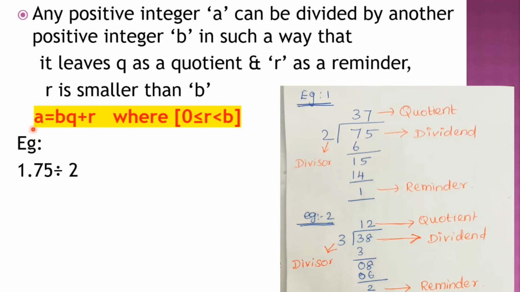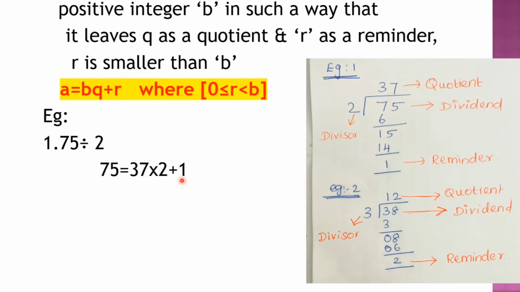We can write this equation: a is equal to bq plus r, where 0 is less than or equal to r, and r is less than b. How can we apply this equation to this example? 75 is the dividend, 2 is the divisor, 37 is the quotient, and 1 is the remainder. Next example, 38 divided by 3. In this, 38 is the dividend, a equal to 3 is the divisor, 12 is the quotient, and 2 is the remainder.